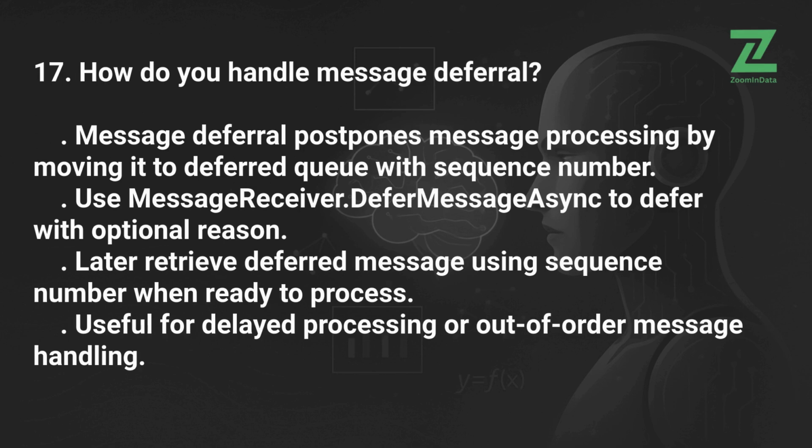17. How do you handle message deferral? Message deferral postpones message processing by moving it to deferred queue with sequence number. Use message receiver. Defer message async to defer with optional reason. Later retrieve deferred message using sequence number when ready to process. Useful for delayed processing or out-of-order message handling.